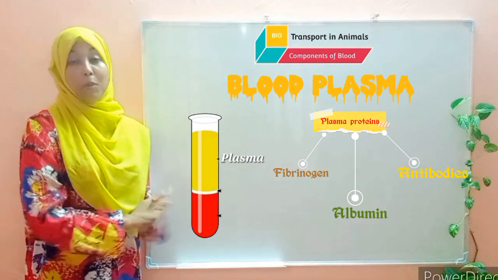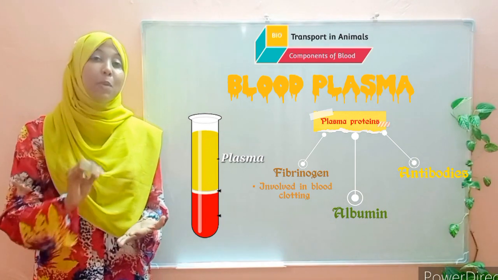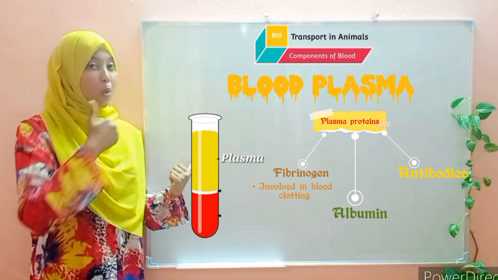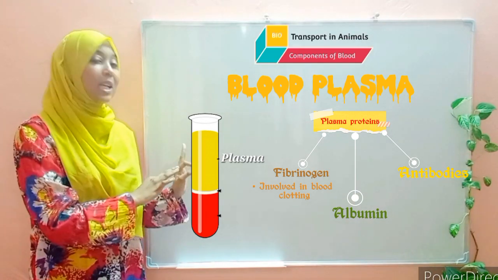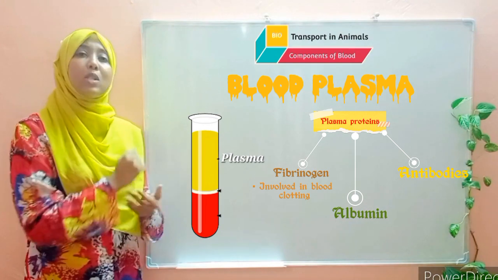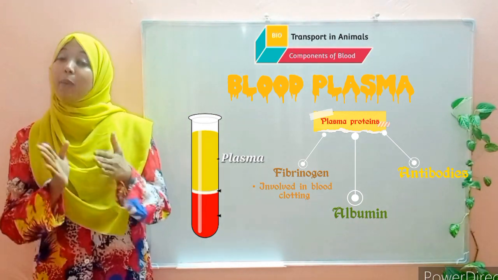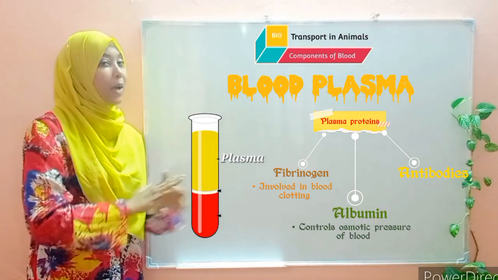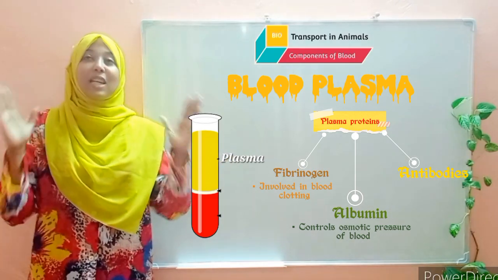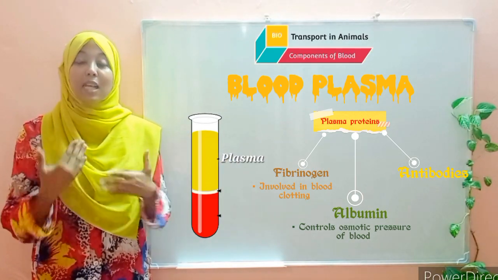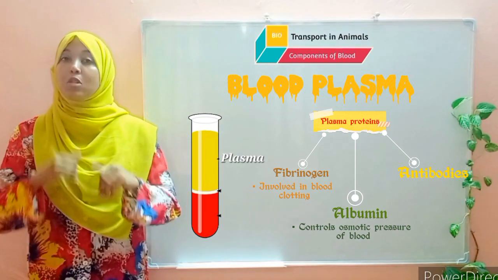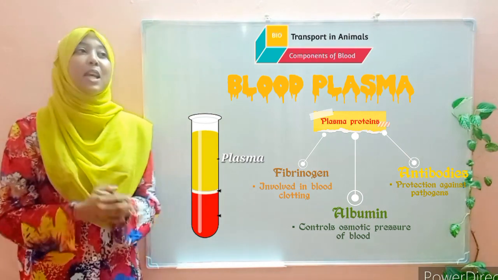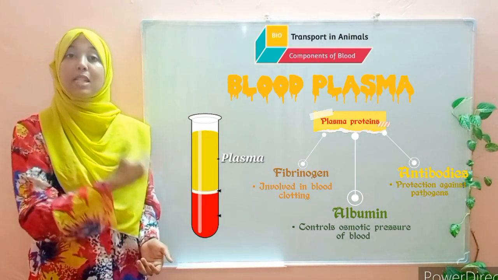So let's start with fibrinogen. Fibrinogen is the plasma protein that takes part in blood clotting. We'll discuss more of this when we get to part 2 of the video. So fibrinogen is involved in blood clotting. What about albumin? Albumin is another type of plasma protein that plays a role in maintaining the osmotic pressure of blood. Lastly, antibodies. Do I even need to talk about this? Antibodies are a type of protein that are a crucial component of our immune system. So they fight against pathogens which will cause diseases. So these are 3 types of plasma proteins that are present in our blood.